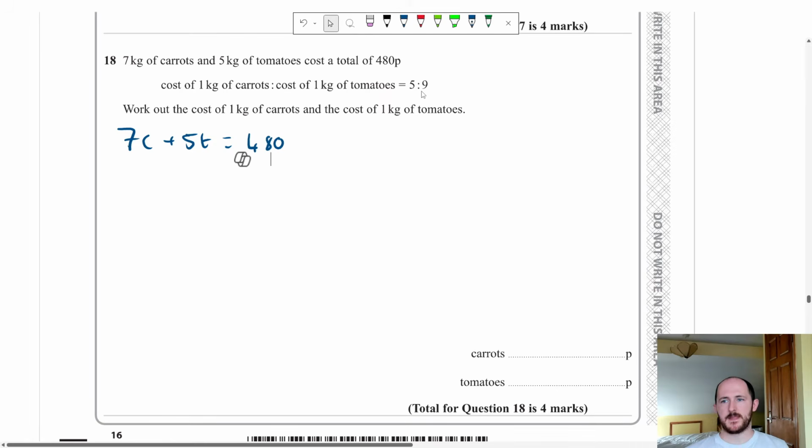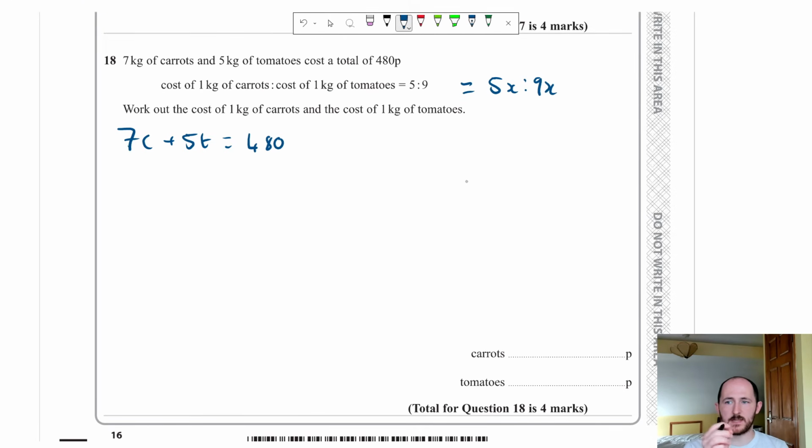From here it then says the cost of 1 kilogram of carrots to 1 kilogram of tomatoes is 5 to 9. Now the way I like to do this is instead, I don't know how much one part is worth, right? So there's 5 parts for the cost of carrots and there's 9 parts for the cost of tomatoes. I would like to write this as 5x to 9x, where x is what one part is worth. And then I can write this equation as 5x plus 9x equals 480.